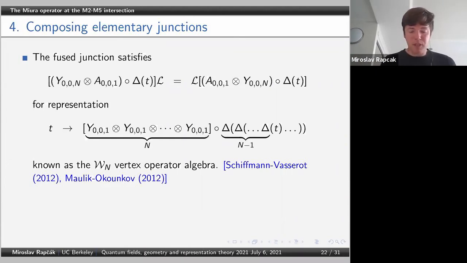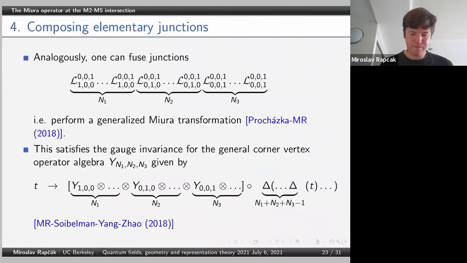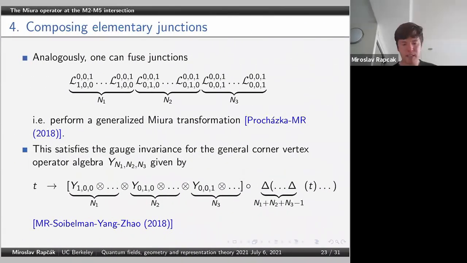And you can use this representation in the gauge invariance condition and check that the product of the Miura operators intertwines the corresponding actions of the two different algebras. And one can do the very same thing with these more complicated generalized pseudo-differential Miura operators. You can just multiply them.